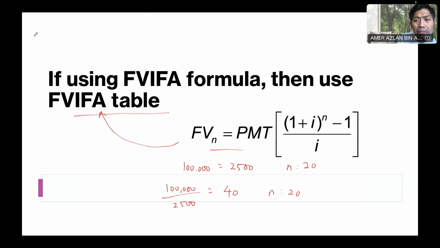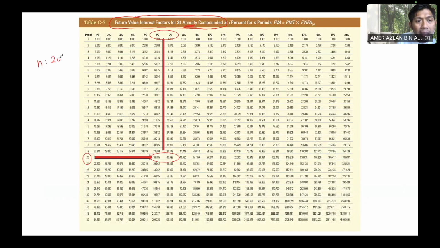So again, we have N, which is 20, and the value of 40 we calculated just now. So if we look at the period of 20 here, and we scroll further until we find the value of 40, which falls between 36.7 and 40.995. So 40 is somewhere in the middle here. So you go further up and you see the percentage rate falls between 6 to 7%. Between 6 to 7%. So that is the answer.